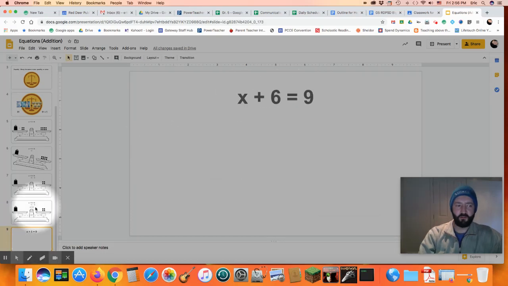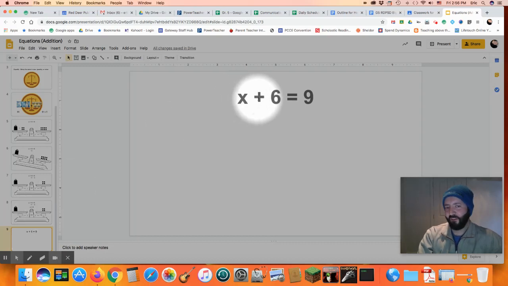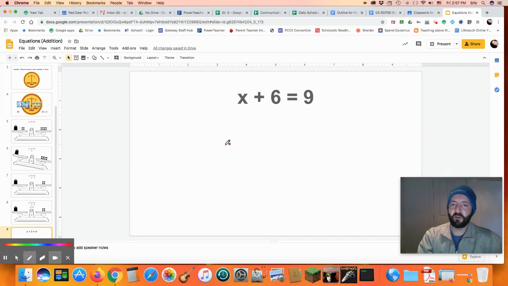I'm going to get rid of those pictures of the balance beams there, and we'll just have a look at this problem. On the left side, we have x plus 6. On the right side, we have 9. We want to get x all by itself. And right now it's not all by itself because we have 6 black squares, or whatever, 6 additional things added to this side. So I'm just going to switch on over here to my pen tool. I'm going to walk you through this.